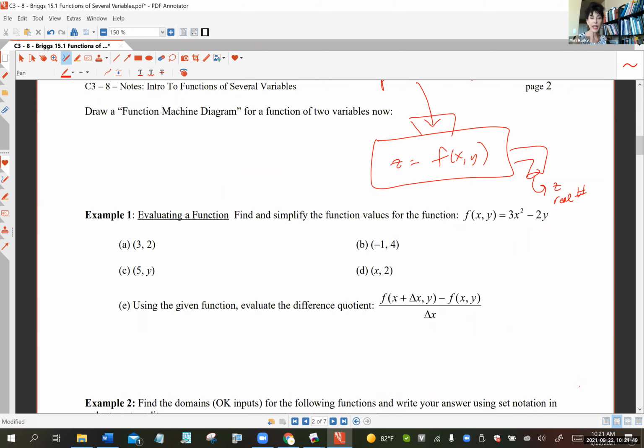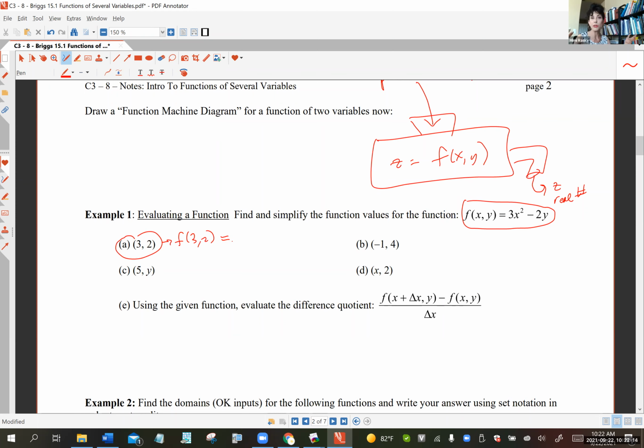So let's evaluate a function of two variables at some points. Here's a nice function. It's not that great, but f(x, y) = 3x² − 2y. Great. What if you fed it the point (3, 2)? So the notation looks like this: f evaluated at (3, 2), so f(3, 2).